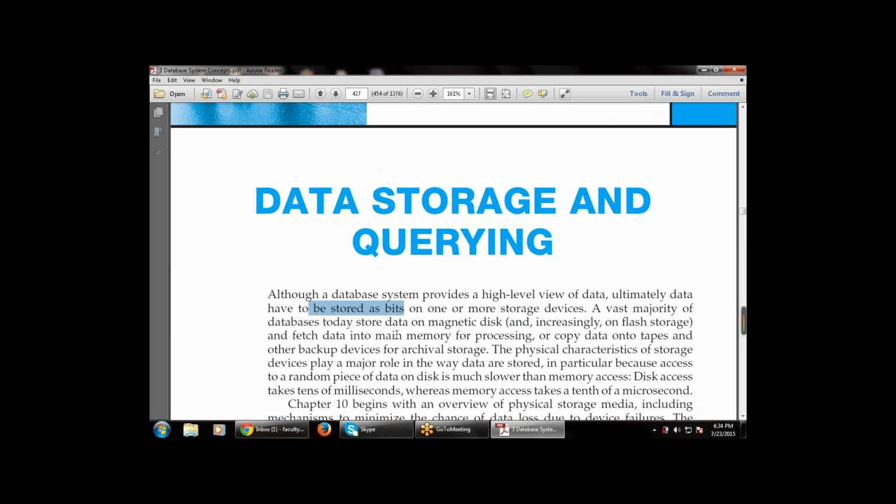Although the database provides a high-level view of data, that is how the data will be stored, there are different views of data. But ultimately, the data have to be stored as bits on one or more storage devices. That is, the data can be stored in the form of bits, either 0 or 1, on the storage devices. A vast majority of databases today store data on the magnetic disk.